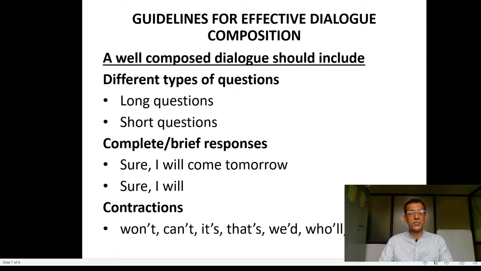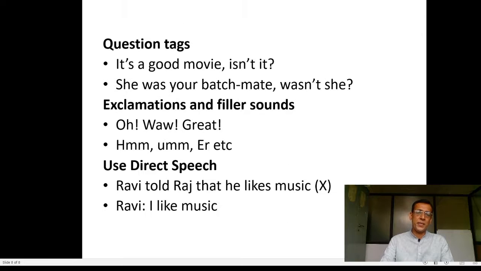Use contractions, like instead of will not, you can say won't. Instead of cannot, you can say can't. Instead of it is, you say it's, that's. We would becomes we'd, who will becomes who'll. So use contractions, because that's how we speak in real life. The spoken form of the language is more of contractions.